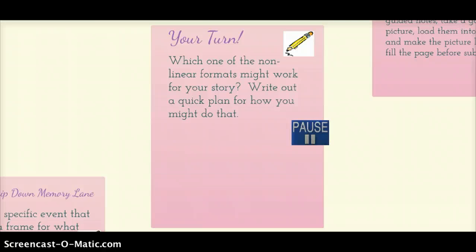Okay, so your turn. What I'd like you to do is take this story idea that you're working with and just write out a quick plan that will show how you could use one of these 3 non-linear structures. So either the giving it away, where you start with the end, or in media res, where you start in the middle, or where you use a frame to include flashbacks to things that happened previously so that the reader understands.